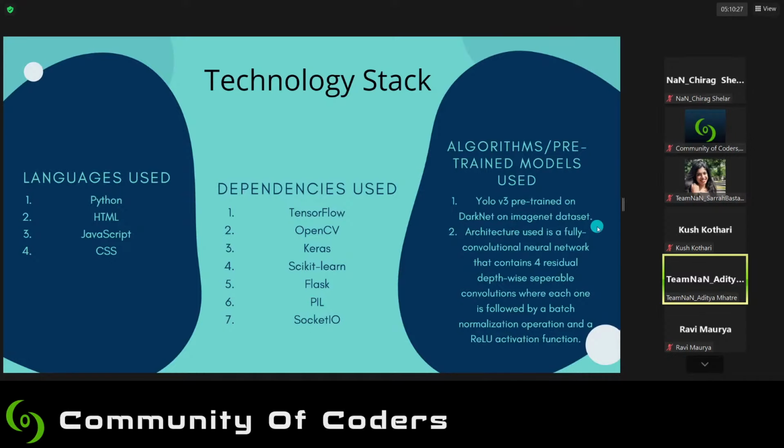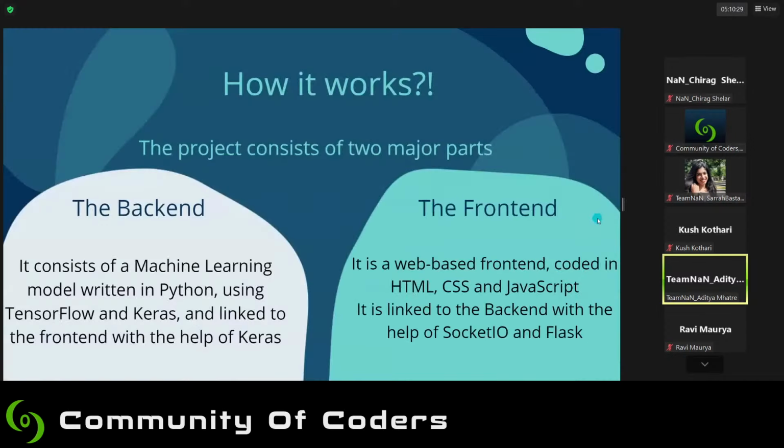So how does it work? The project consists of two major parts: the backend and the front end. The backend consists of a machine learning model written in Python using TensorFlow and Keras and linked to the front end with the help of Flask. The front end is a web-based front end coded in HTML, CSS, and JavaScript. It is linked to the backend with the help of Socket.io and Flask. Moving on.